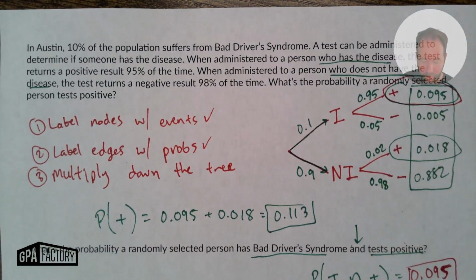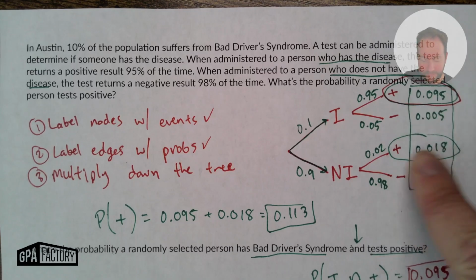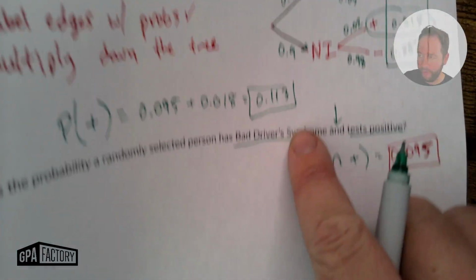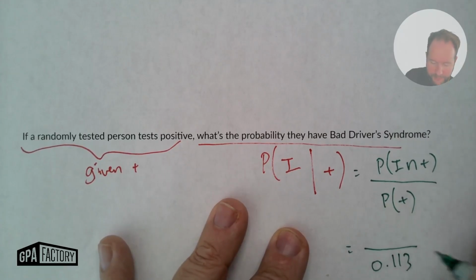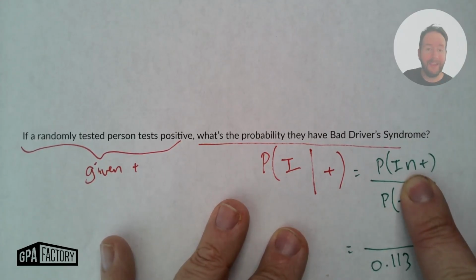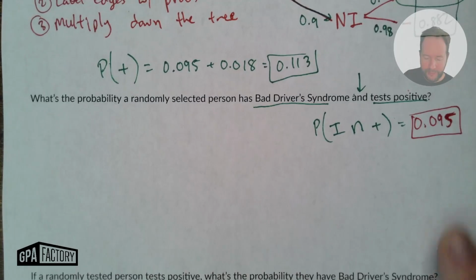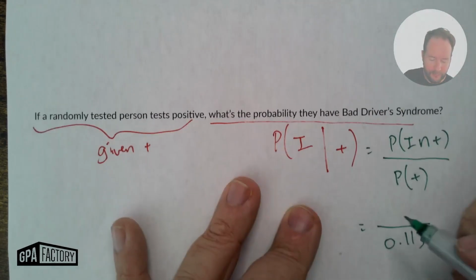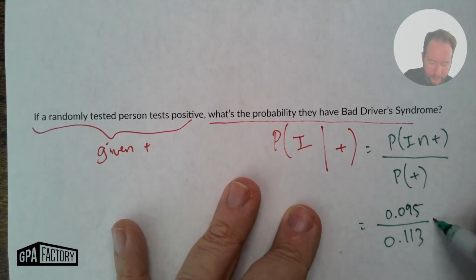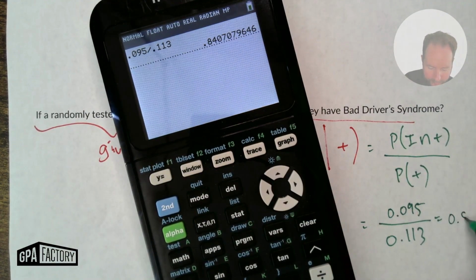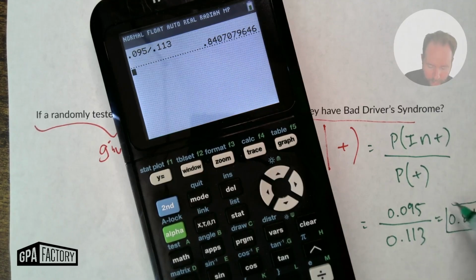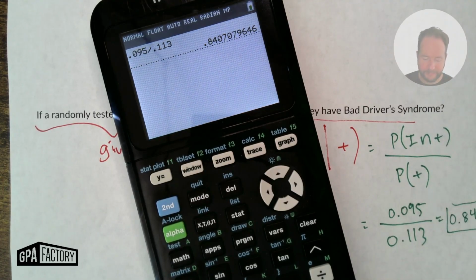We could once again cite these values up here, go find what the probability of testing positive is, but guess what? I already found that. That's my denominator, 0.113. My numerator is the probability of infected and testing positive, and we found that to be 0.095. So that's going to be my numerator. So now, let's grab a calculator. 0.095 divided by 0.113 gives me 0.841.